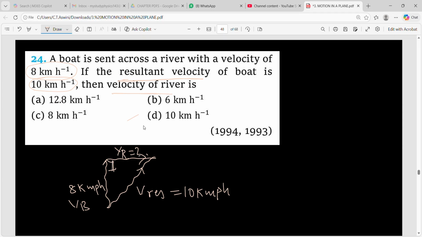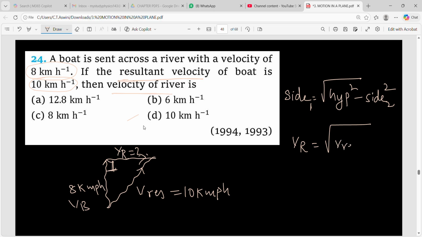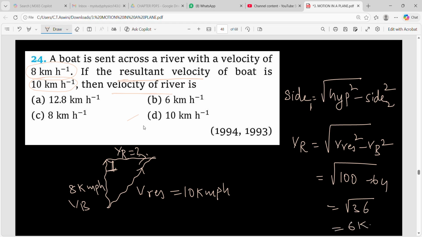This is a right angle triangle again. So in a right angle triangle, how will you find the side? It is the square root of hypotenuse square minus side 2 square. So we need the velocity of river, which equals the square root of V resultant square minus V boat square. So simplify this. 10 square is 100, 8 square is 64. How much will you get? 36. And this is 6 kilometers per hour. So the answer is option B.